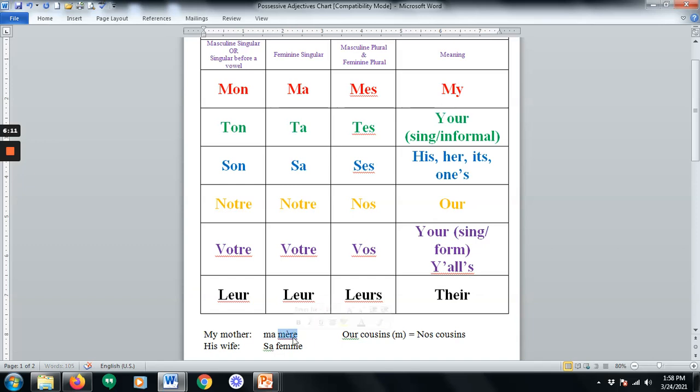You are looking at the gender of whatever noun you actually are describing to figure out which one of these colored words, which one of these possessive adjectives actually goes in the blank there.